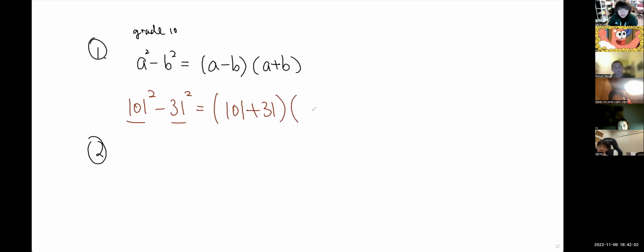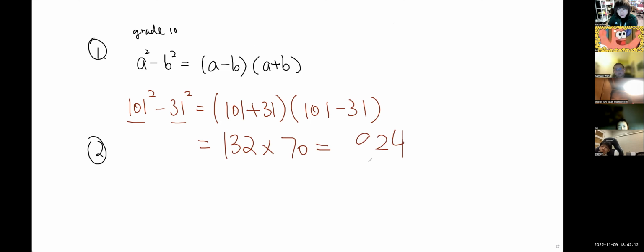That means if somebody asks you 101 squared minus 31 squared, how are you going to do it, everybody? You don't have to really calculate 101 and 31 squared. All you need to do is plug it in. Yeah, you plug it in. So 101 plus 31 is 132, and 101 minus 31 is 70. So it's actually 132 times 70, and the answer is 4290.